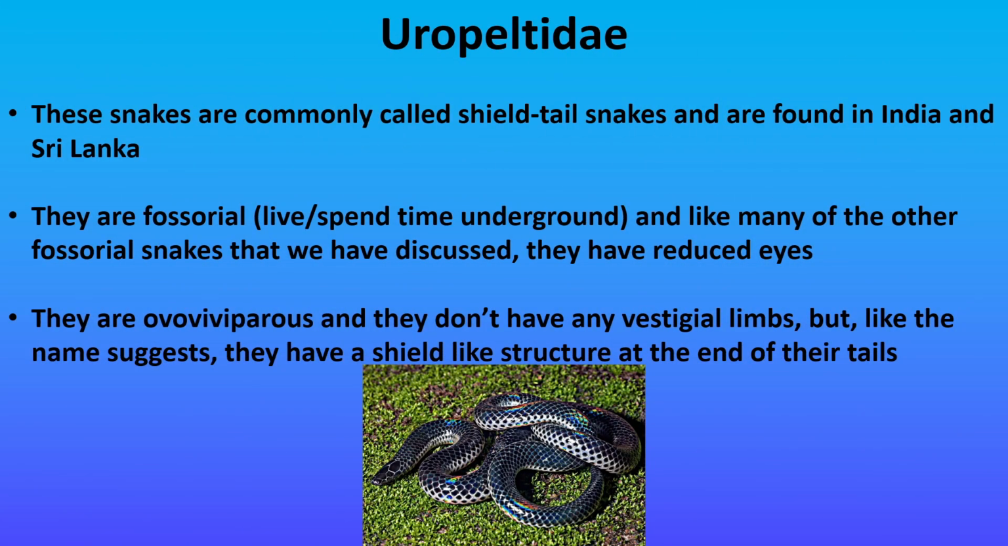Next are the Europeltidae, and these snakes are commonly called shield-tailed snakes and are found in India and Sri Lanka. They are fossorial, meaning that they spend a lot of time underground, if you forgot, and like many of the other fossorial snakes that we have discussed, they have reduced eyes. They are ovoviviparous and they don't have any vestigial hind limbs, but, like the name suggests, they have a shield-like structure at the end of their tails.